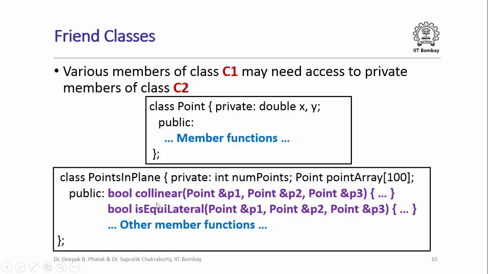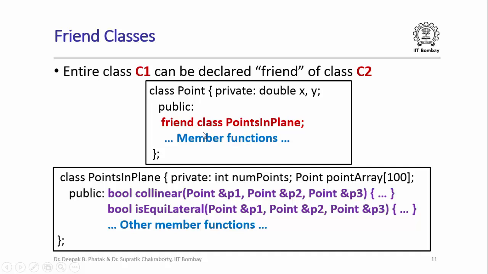So one could go ahead and declare each of these member functions as friends of the class point, or more conveniently, one could simply declare this entire class points in plane as a friend class of the class point. Therefore, all the members of the class points in plane will now have access to the private data members of the class point.